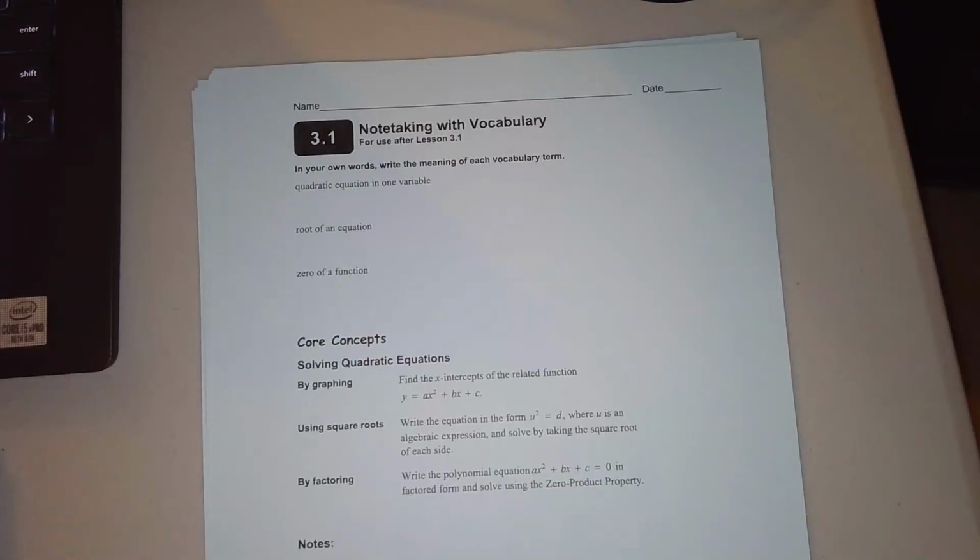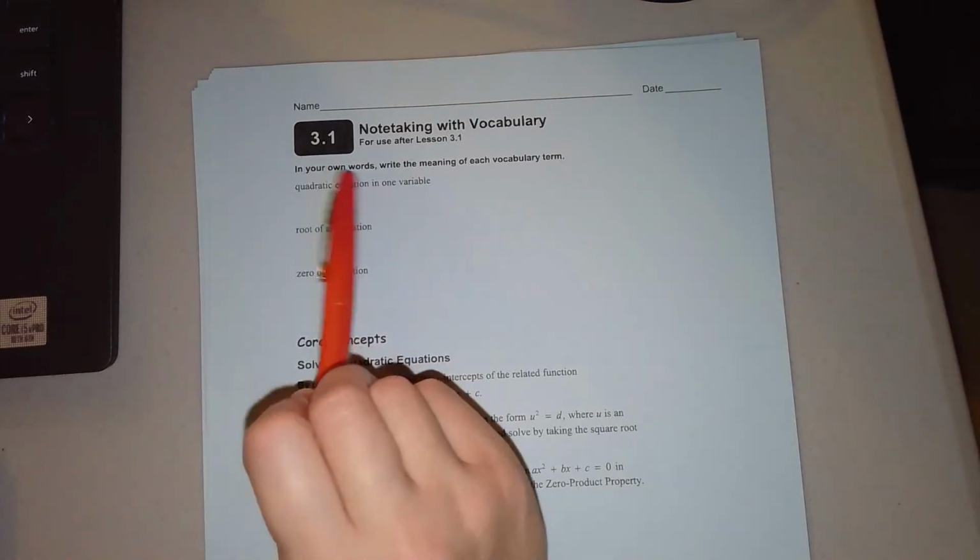Hey, Algebra 2 and Honors Algebra 2 kids, let's go ahead and start with Unit 3. I'm on page 47 of your student journals. And the first thing we're going to talk about is just a couple different vocab terms.